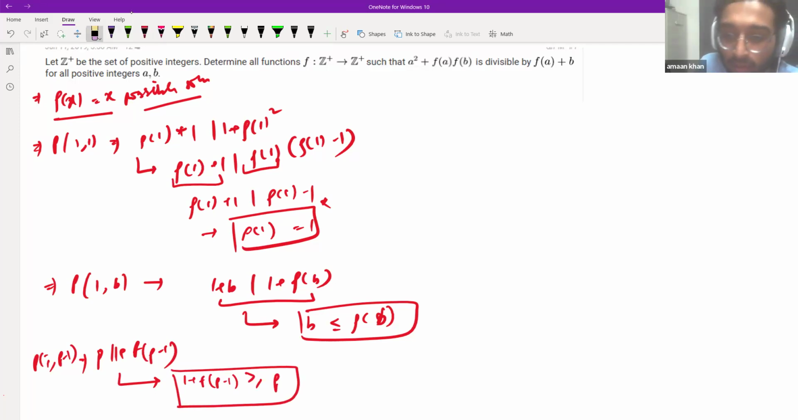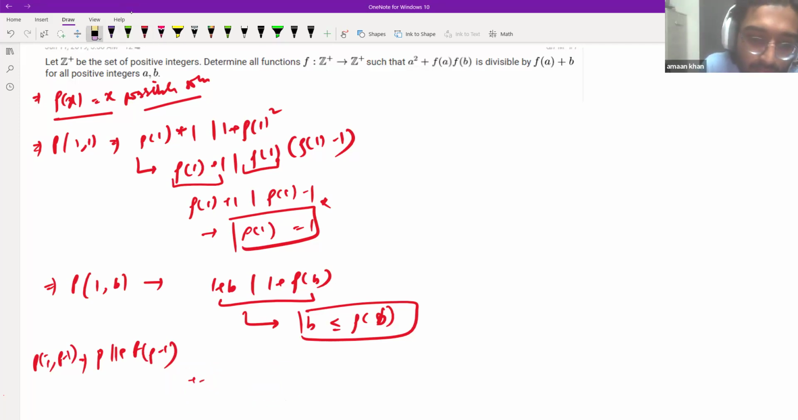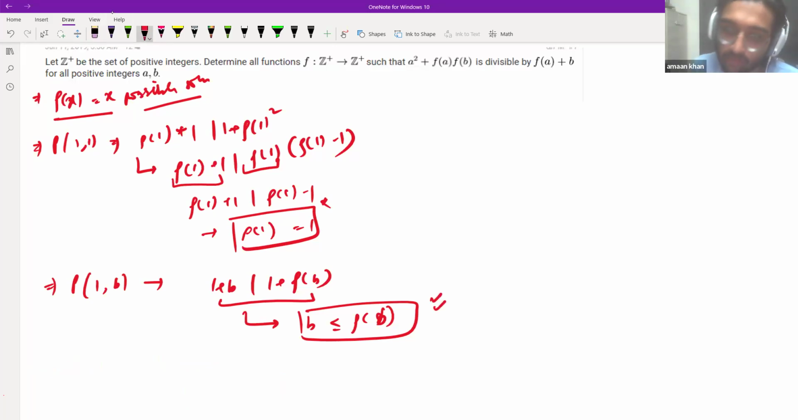We'll get this bound only. You have a lower bound on this. But he's on the right path. You should try to work with primes.